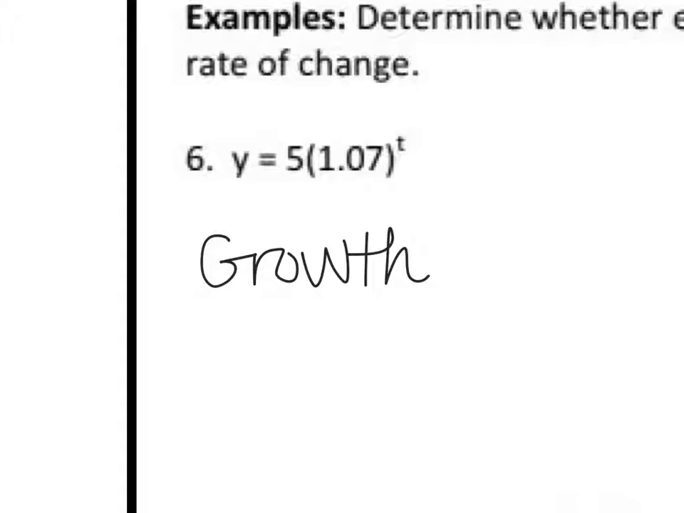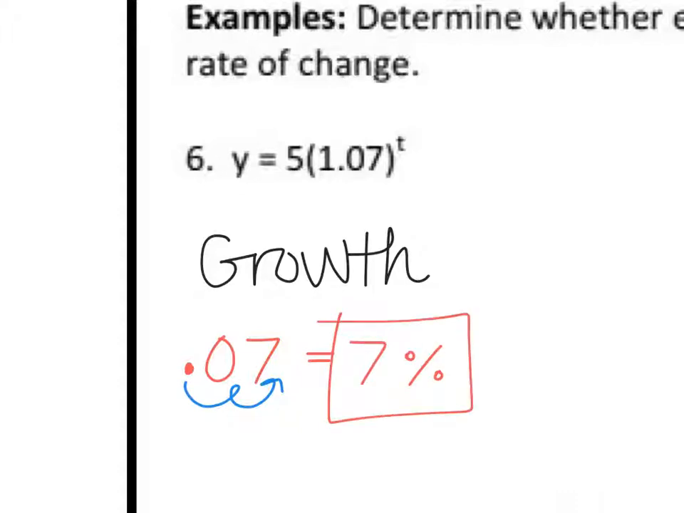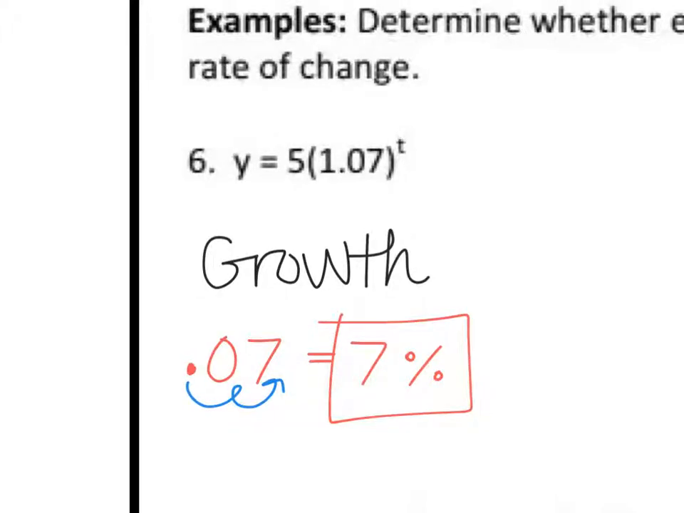And it does ask us to go ahead and identify the percent rate of change. You had 0.07 added onto 1. What is that as a percent? You move your decimal to the right 2 places, and you get that it is 7%, is your rate. Number 7.